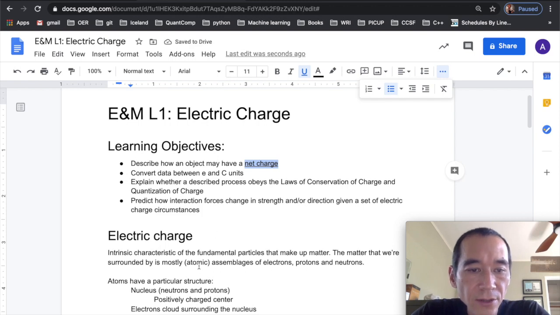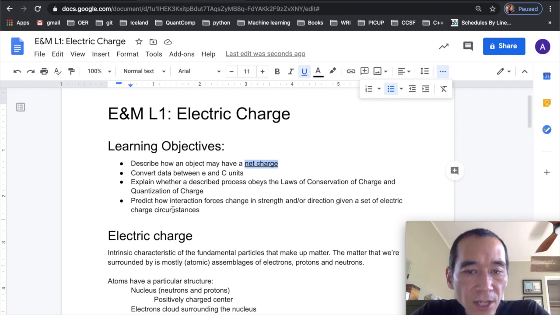After some preamble, I'll describe here. There are some units that you should begin to sort of see through changing units between units of e and units of capital C, which is also known as the coulomb. I'll describe below. Explain whether a described process obeys these two different fundamental laws about charge, which I'll describe below. One is called the law of conservation of charge, very interesting law. And also another one, interesting for a completely different reason, probably, is the law of the quantization of charge.